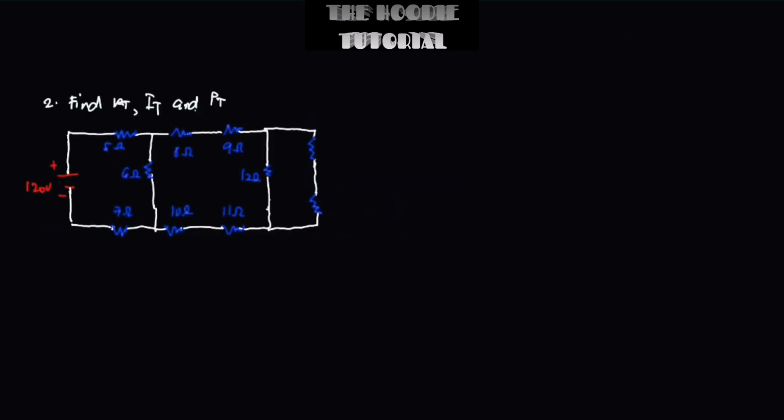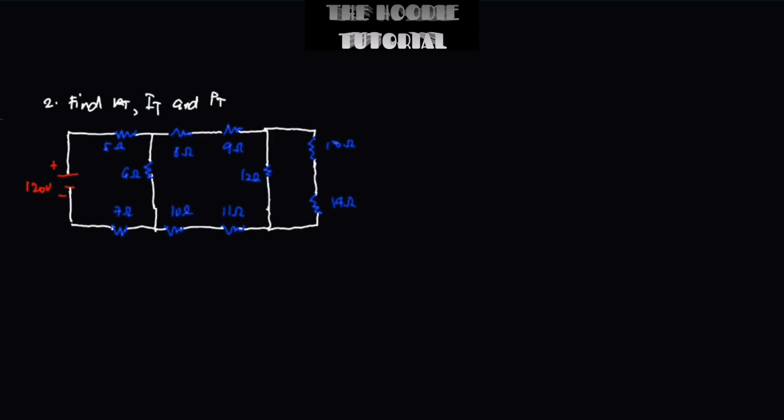So this would be our example number 2. We need to find the total resistance, the total current, and the total power. So we have here a very complex circuit, but this is just so easy to solve. This is a combination of a series parallel and parallel series circuit. I'm sorry, I forgot to put a value right here. So let's say this is 13 ohms and this is 14 ohms.